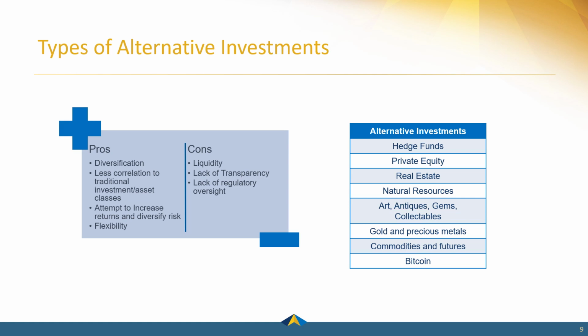Some of the advantages or pros of these investments include diversification, less correlation to traditional asset classes, increased returns, and flexibility. Some of the negatives or cons include a lack of liquidity or lockup periods, a lack of transparency, and a lack of regulatory oversight, particularly in cryptocurrencies and hedge fund investments. Again, please consult with a certified financial planner or money manager if you have questions about these various types of investments. They may or may not be right for your situation.